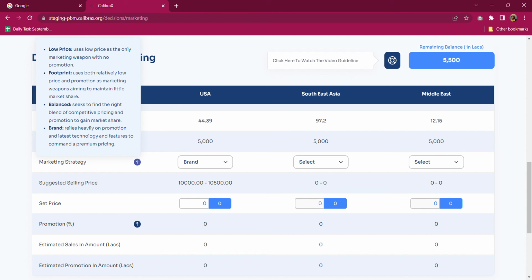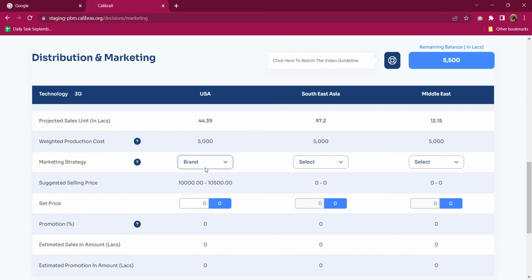Teams adopting a brand strategy will rely heavily on promotion and the latest technology and features to command premium pricing. Balancing strategy aims to find the right blend of competitive pricing and promotion to gain market share. Once a team has selected its marketing strategy, a suggested selling price is shown, and teams are under no restriction to set the price in between this spectrum of suggested selling prices.